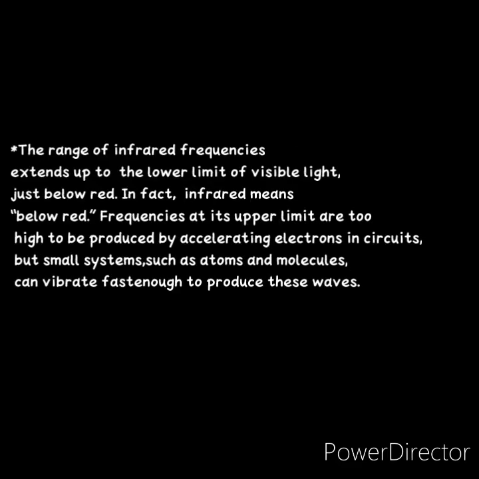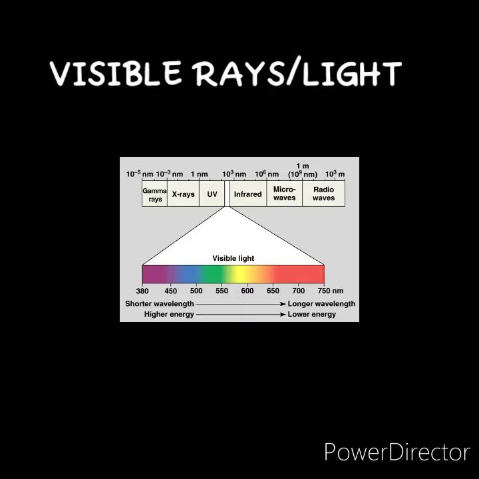The range of infrared frequencies extends up to the lower limit of visible light, just below red. In fact, infrared means below red. Frequencies at its upper limit are too high to be produced by accelerating electrons in circuits. But small systems, such as atoms and molecules, can vibrate fast enough to produce these waves.